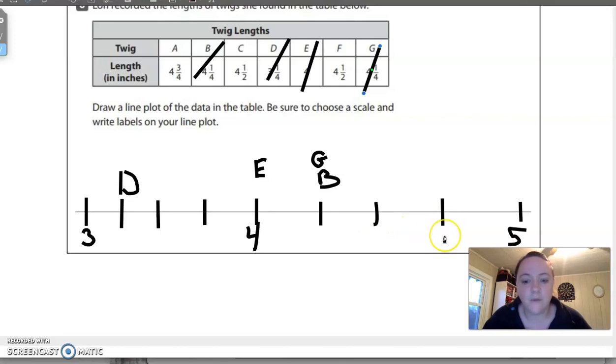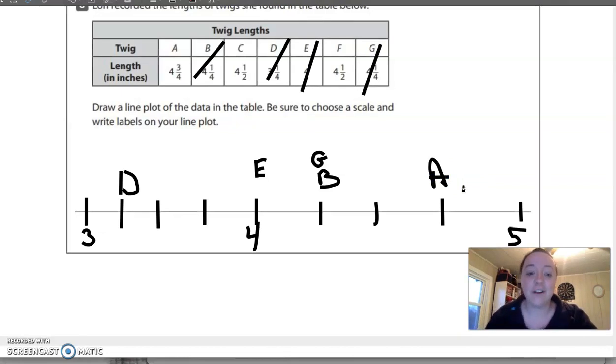This one's got to be 4 and 3/4. So that's letter A. Whoa, that was crazy, huh? Okay, well that's supposed to be an A. Bear with Miss Barker today. She's having some struggles here.